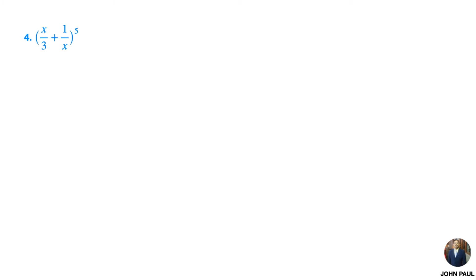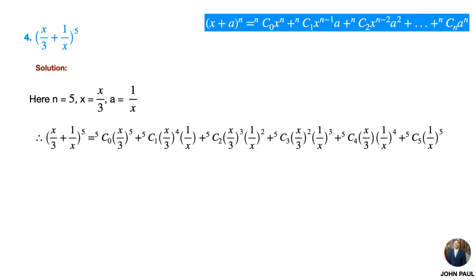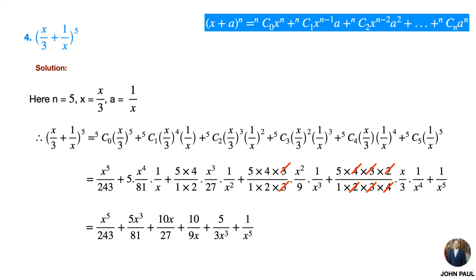Fourth one, (x/3 + 1/x)^5 is given. The binomial theorem is given. Solution: so we have to find the n value, x and a value. Substitute that in the binomial theorem. Now by using the power and the combination, cancel the common terms, and by simplifying we got the answer. Just sit and work it out, we can find this.